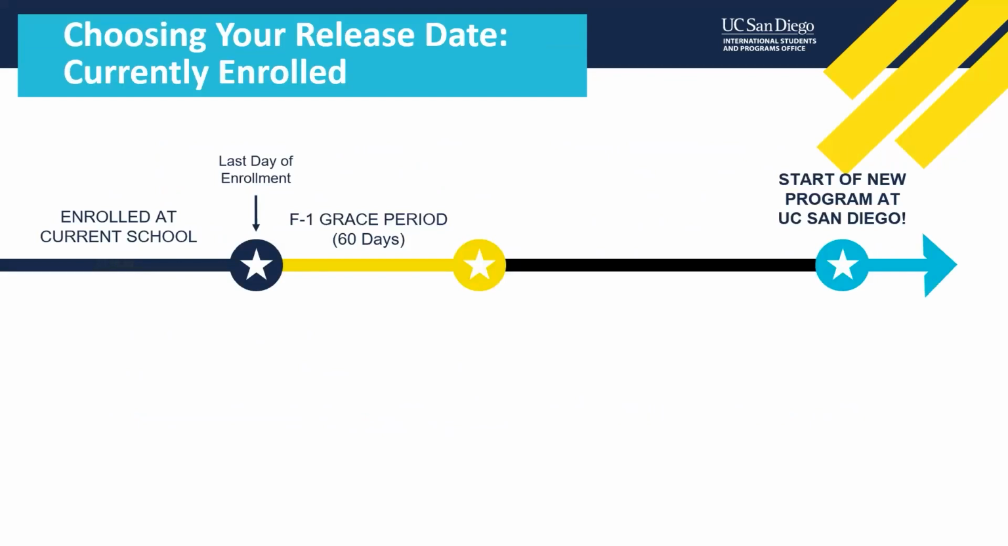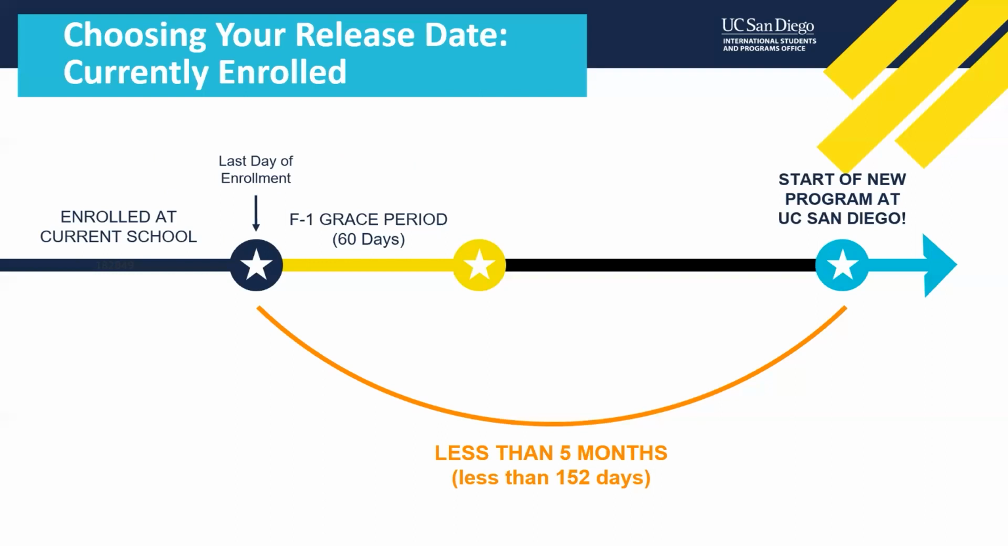So in this first example, this student is currently enrolled. They are not on OPT. You can see that their program end date is their last day of enrollment. Following their last day of enrollment is their 60-day grace period. And later this fall, they're looking forward to starting their program here at UC San Diego.